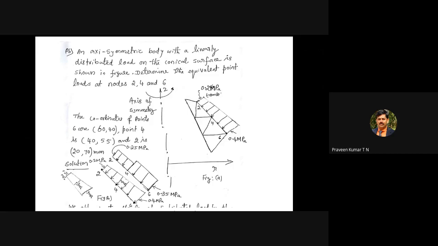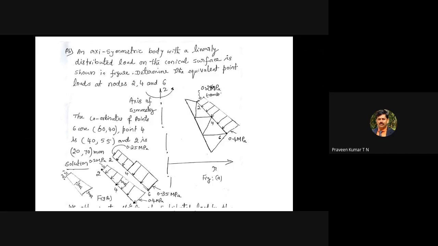In general, in the finite element method, there is no specific axisymmetric element to take care of the linearly varying load. In this problem, the load is linearly varying from node 6 to node 2. So you go in descending order, node 6 to node 4, and when you put it in notation, you go from node 6 to node 2.